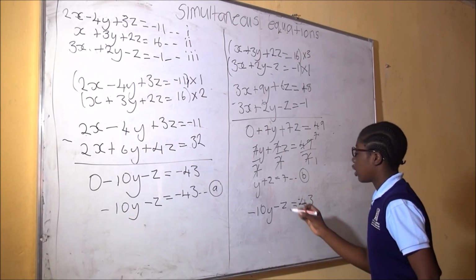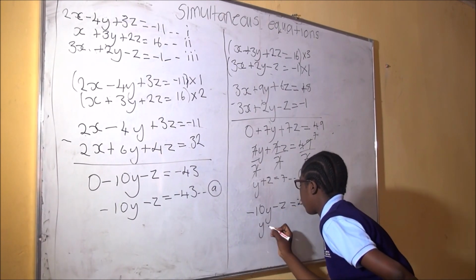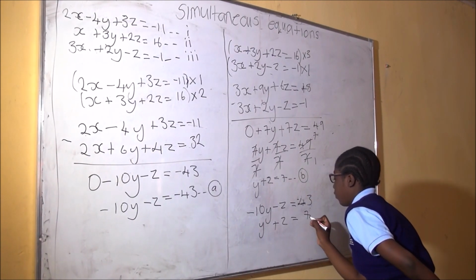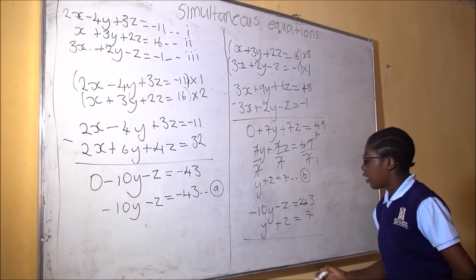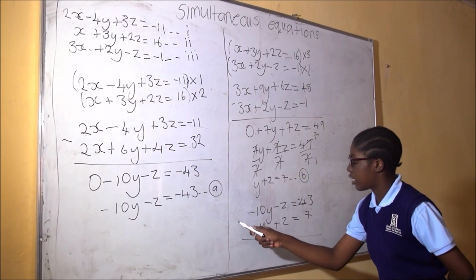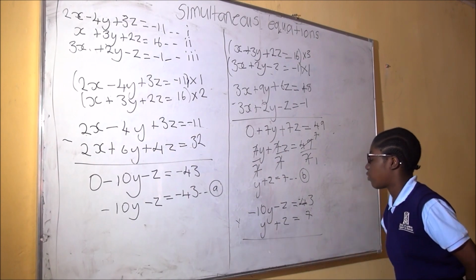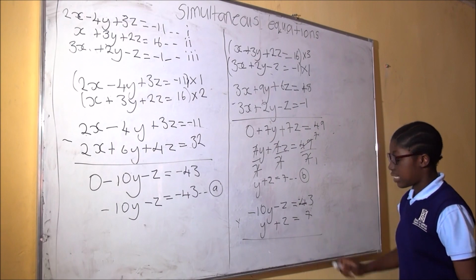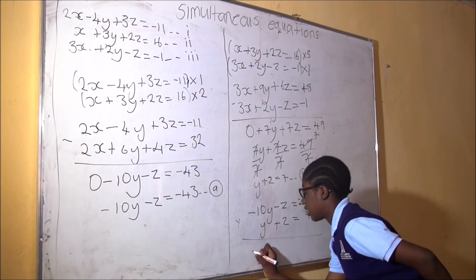Negative 43. So we're going to get our second equation with two variables, y plus z is equal to negative 7. Here we can also eliminate one variable, which is z. We can use the positive sign so that when we multiply positive times positive, it's going to give us positive. And negative z plus z is going to give us 0, so we eliminated z.